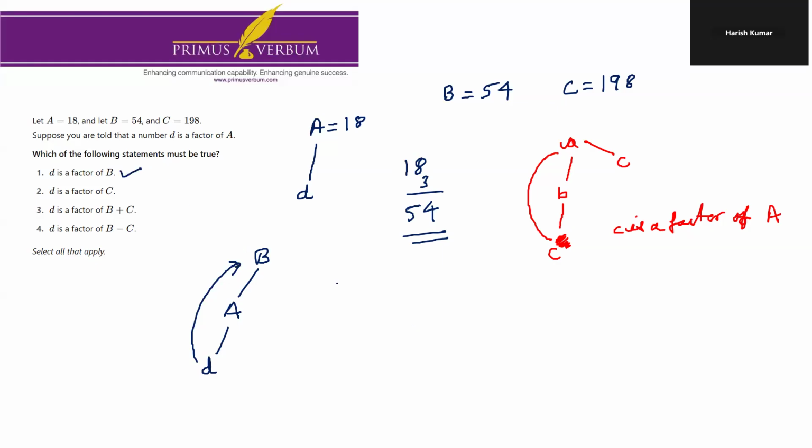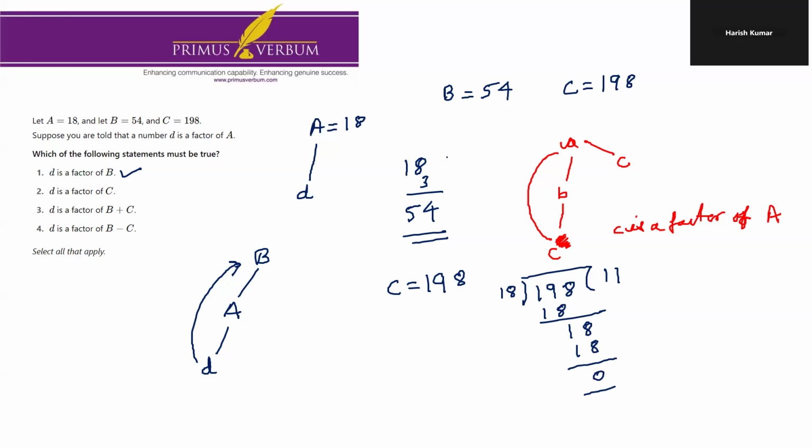What about C? C is 198, so let's divide 198 by 18. If you have already detected the pattern, the quotient should be 11, but you can go through long division to discover that. 198 is clearly 11 times 18. So A is a factor of C, and since D is a factor of A, D is a factor of C as well.